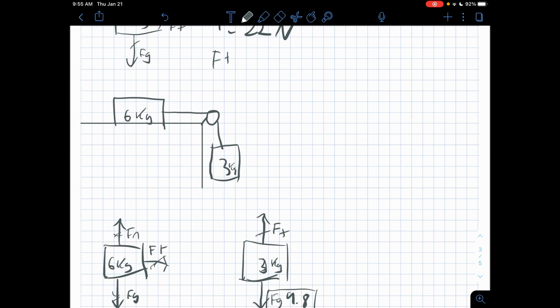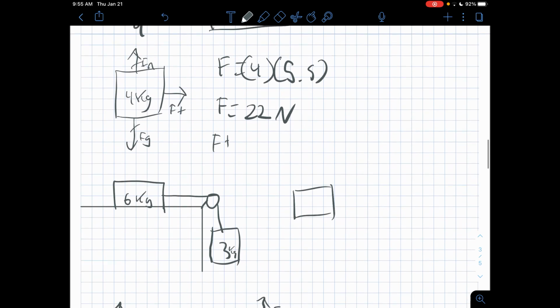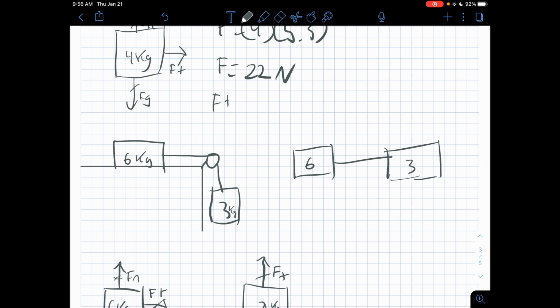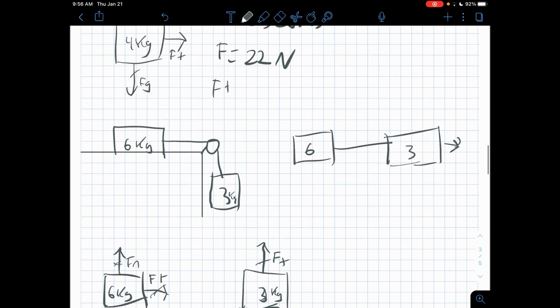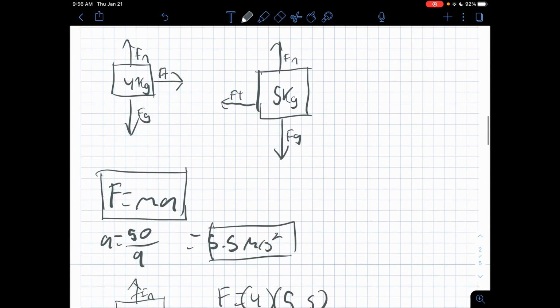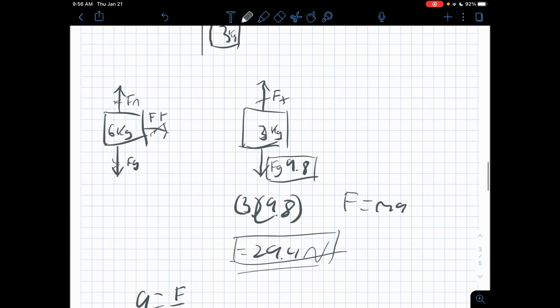Another way you can look at this problem is similar to the problem we did up here. You can look at it like this, because what the pulley does is just make the horizontal go vertical. You go 3, 6, and the acceleration this way is gravity, because it's going down here. You can find the force, which was 29.4, and then it's just similar to the problem that we did over here.